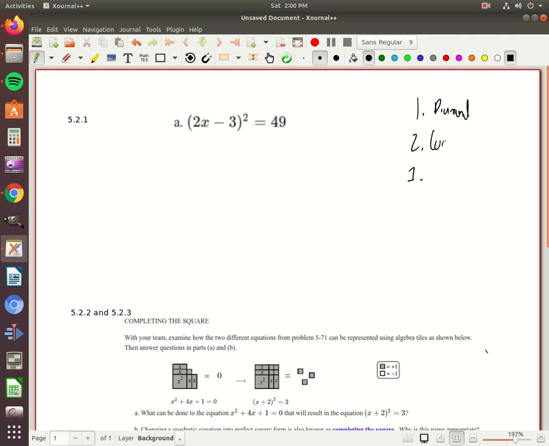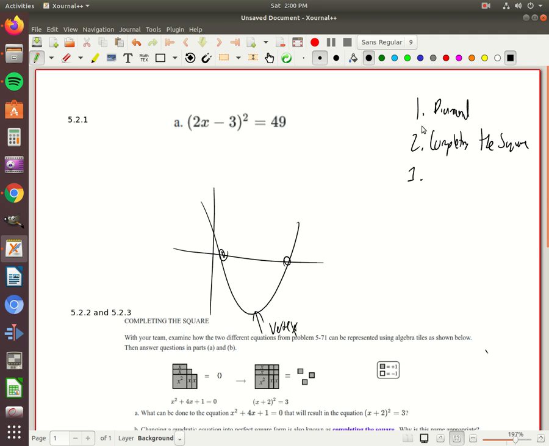There's something called completing the square, which obviously will show up in 522 and 523, but we're going to skip them. You can use completing the square to get your x-intercepts. We're actually going to use completing the square later in Chapter 9 to help us find the vertex. And the third way is known as the quadratic formula. All three of these ways can be used to get the x-intercepts.